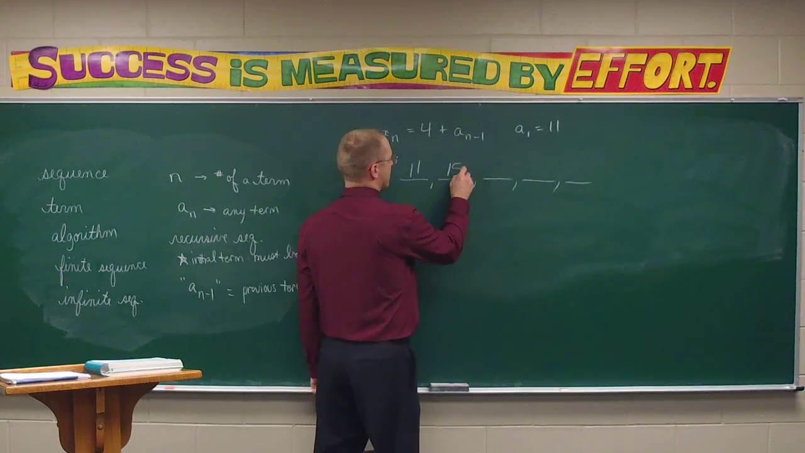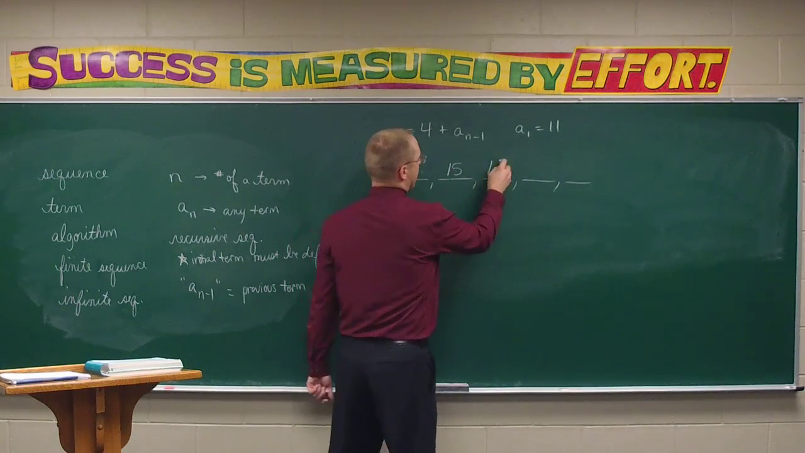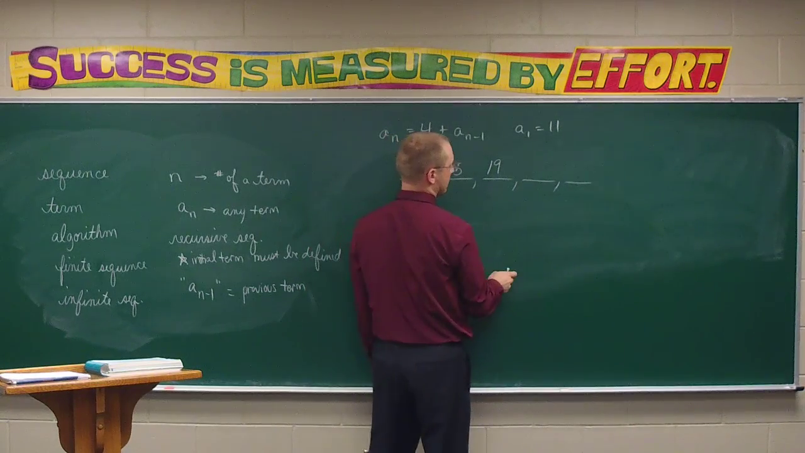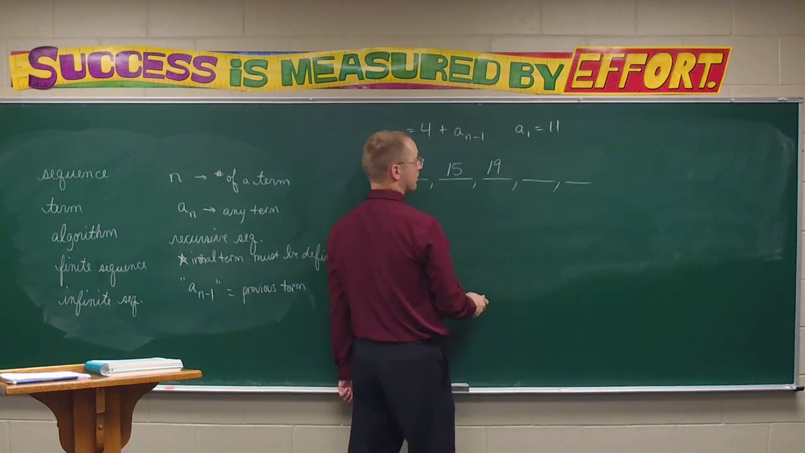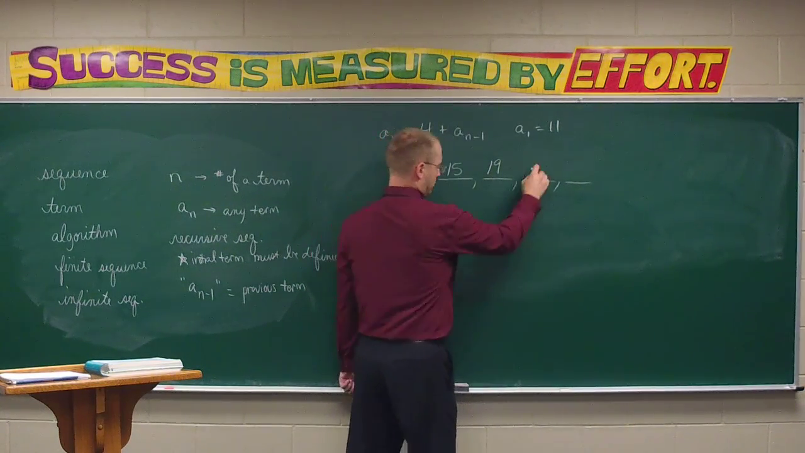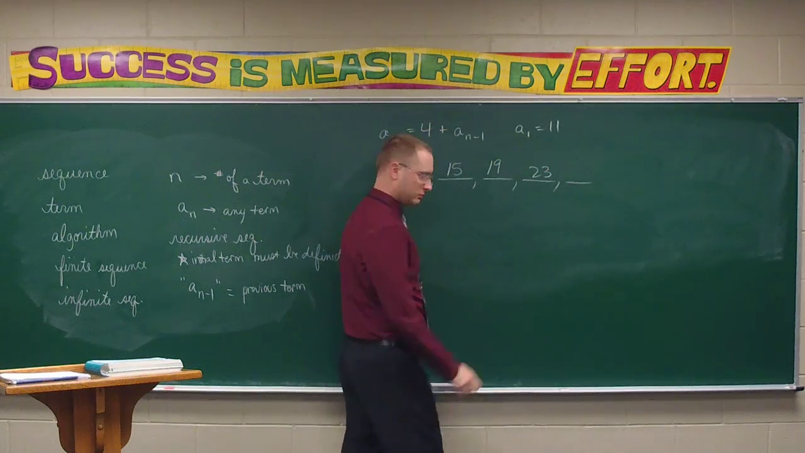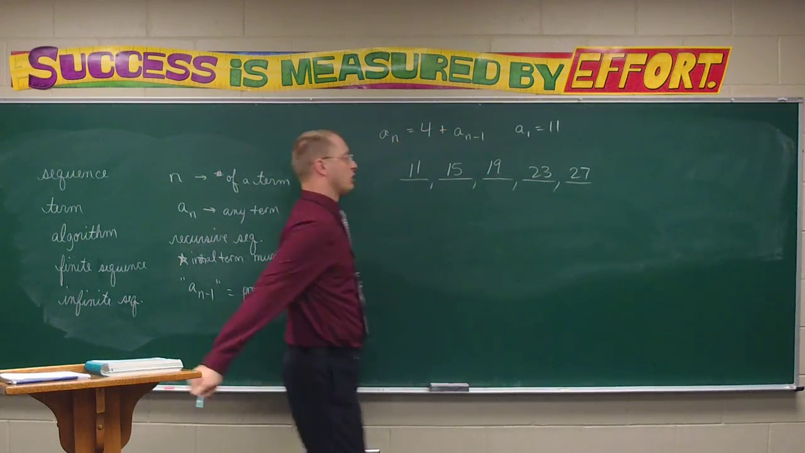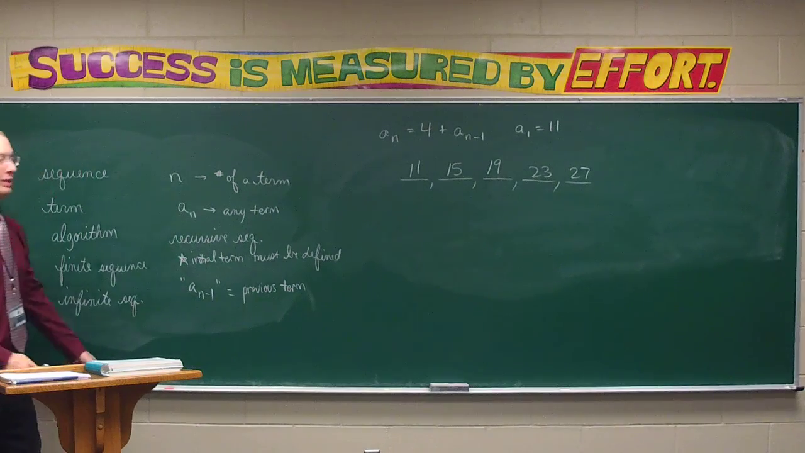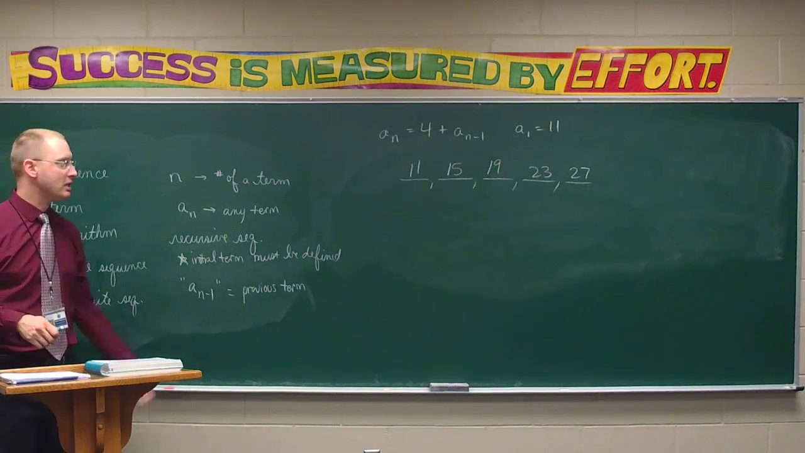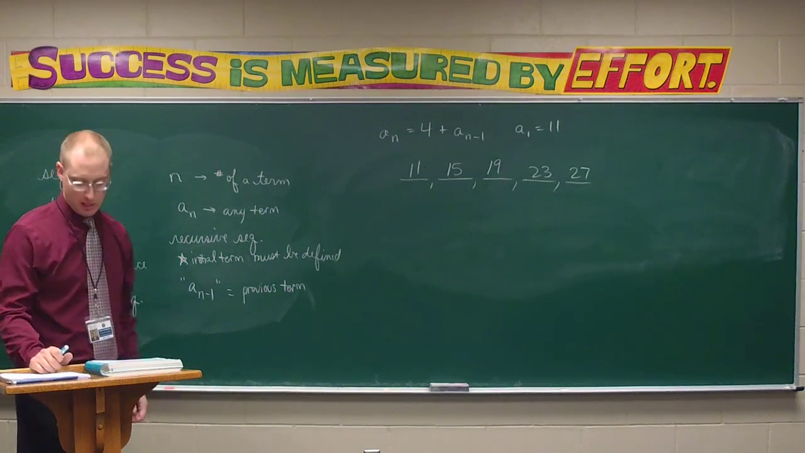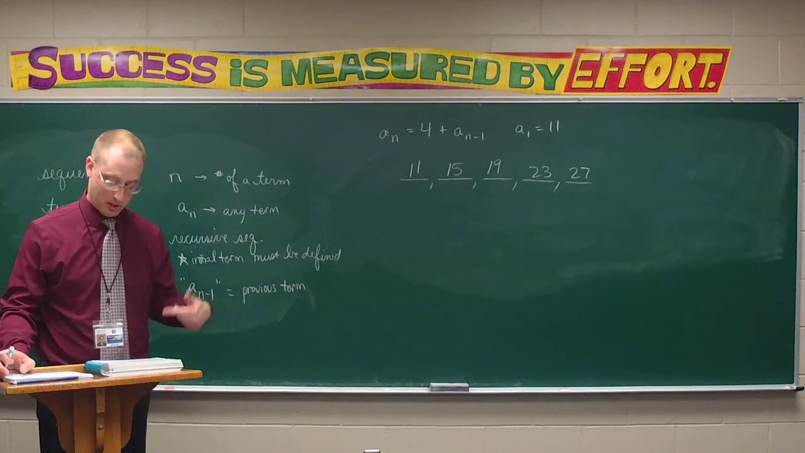15. And then Genesis. 19. And then Maddie. 23, and then Michael. 27. Again, as long as you recognize what a sub n minus 1, or in some cases a sub n minus 2 means, right? Just add 4 to the previous. Okay? The other one was add 2 to 2 previous.